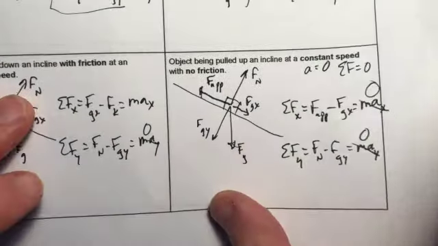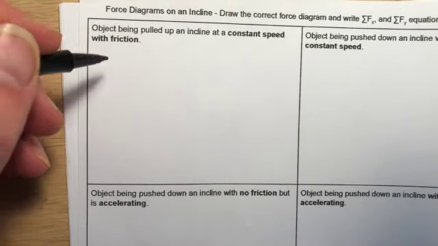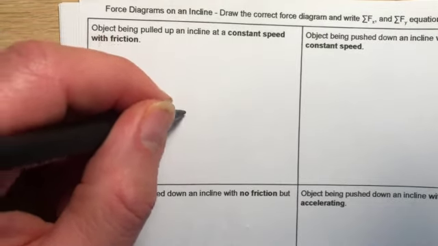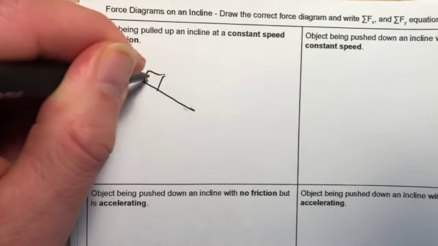All right, moving right along, 6 more. First one here, an object being pulled up an incline at a constant speed with friction. So we're just making each of these a little bit more complicated than they were before.